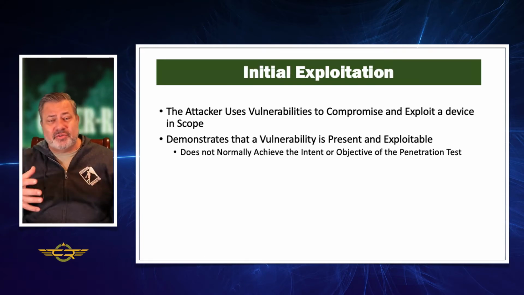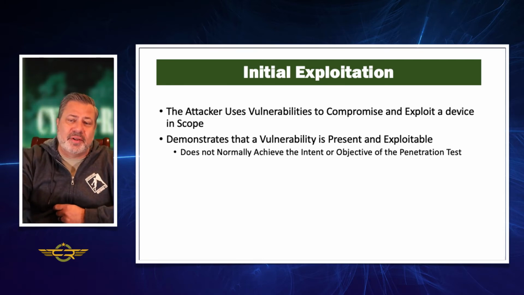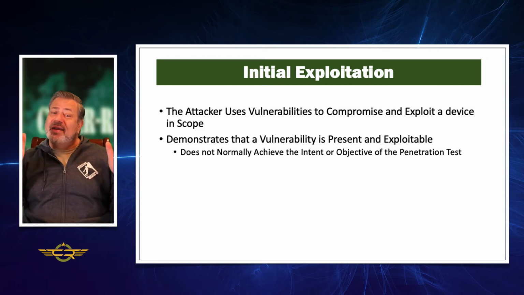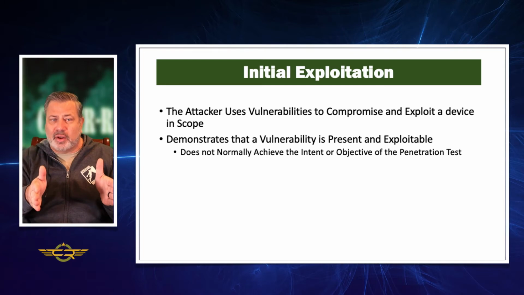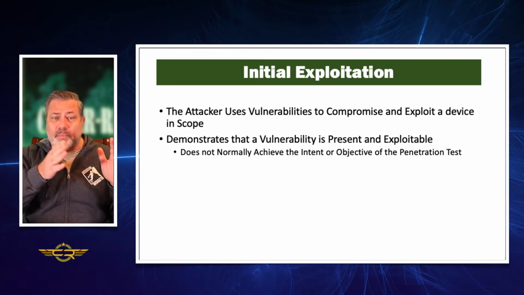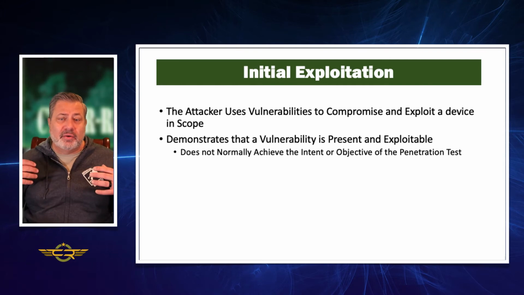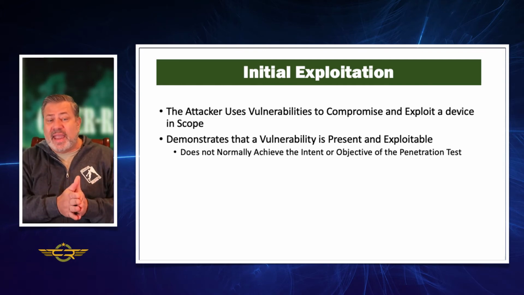The initial exploitation is just kind of what we're talking about prior to the pivot. This is when the attacker uses vulnerabilities to compromise and exploit a device in scope. And I'm always going to say in scope because when we're doing a penetration test, we have to have those lines drawn. We have to say, this is in scope, this is out of scope. We're going to get a license from probably the CSO and the CEO or CIO to go in and run this penetration test. So we need to know what we can and can't do.